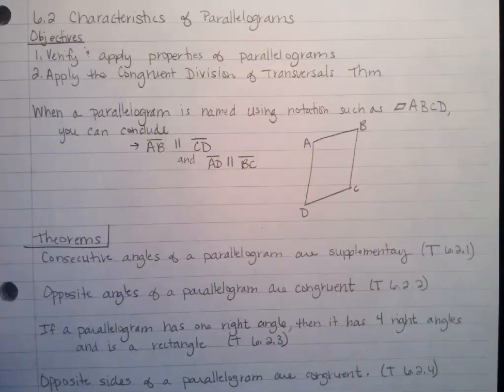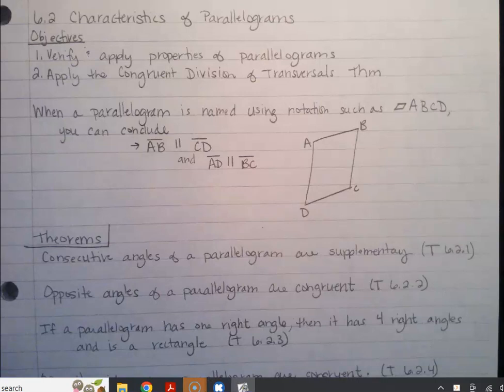All right, but here is some cool stuff about parallelograms, and naming them is super important. So when a parallelogram is named using notation such as this parallelogram ABCD, we can conclude some things from that because it's telling us it's a parallelogram. So we can conclude that AB is parallel to CD. I'm going to go ahead and draw those in. And we can conclude that AD is parallel to BC, because they've told us it's a parallelogram.